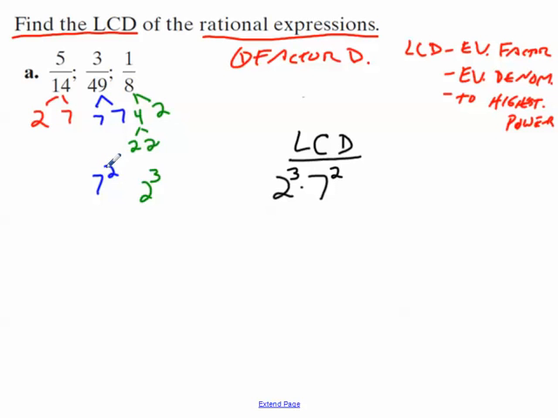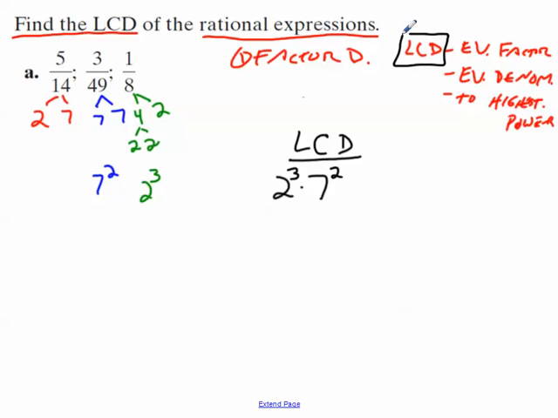7 says, well, I've got 2 7s. I've got to have at least 2 7s, and it has 2 7s there. Red says it has to have at least one 7. We've got at least one 7 there. And the green says we've got to have three 2s in our lowest common denominator. And sure enough, we have three 2s.